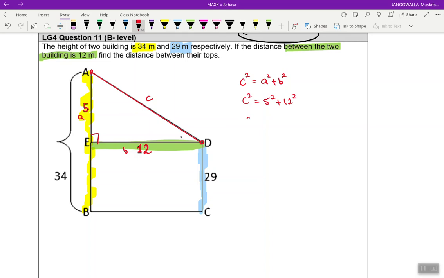So C squared in this case will be 25 plus 144. C squared is equal to 169. C is the square root of 169, so C is 13. There are no units there, so we can leave it like that.